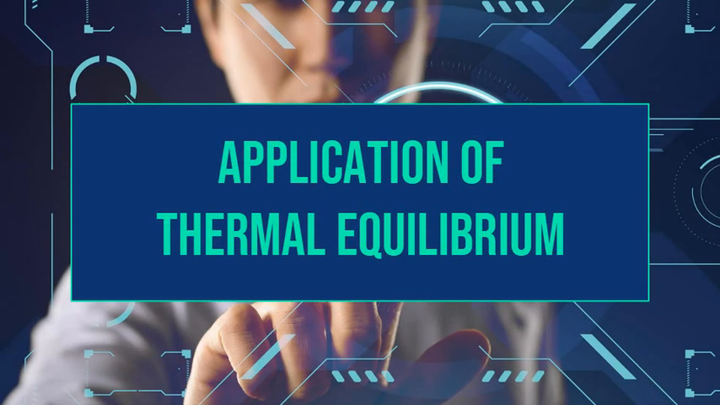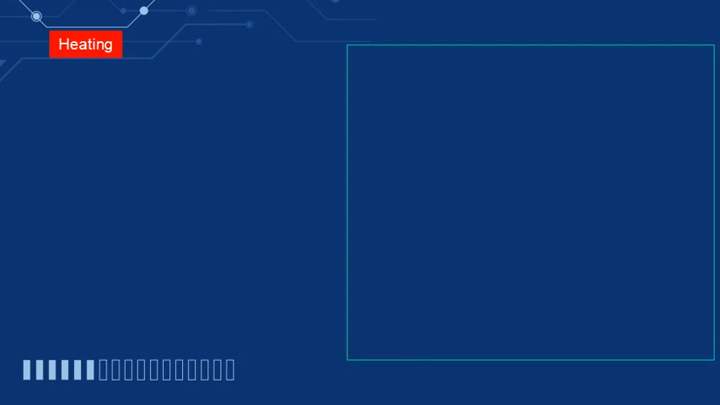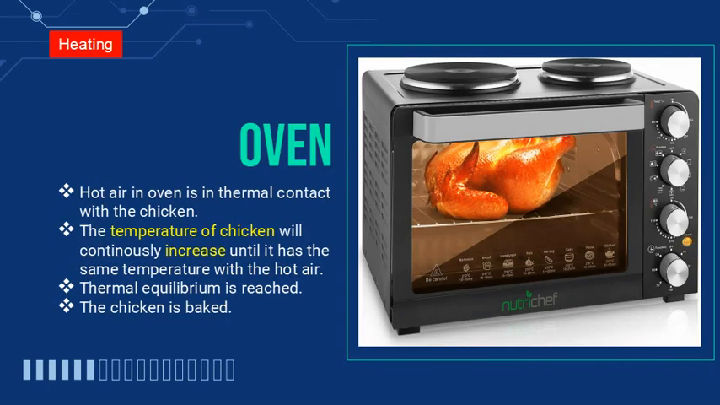Now let's move on to the application of thermal equilibrium. For the heating process, we can see the application of thermal equilibrium in an oven. So how does it happen? Okay, imagine you put a chicken in an oven. Hot air in the oven is in thermal contact with the chicken. Then, the temperature of the chicken will continuously increase until it has the same temperature as the hot air. At this moment, thermal equilibrium is reached. Therefore, the chicken is baked.